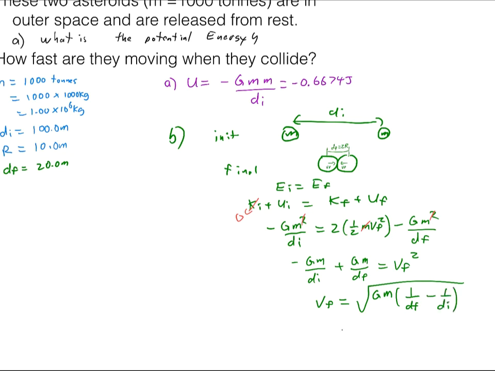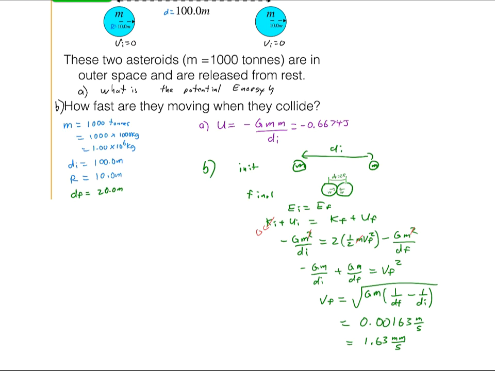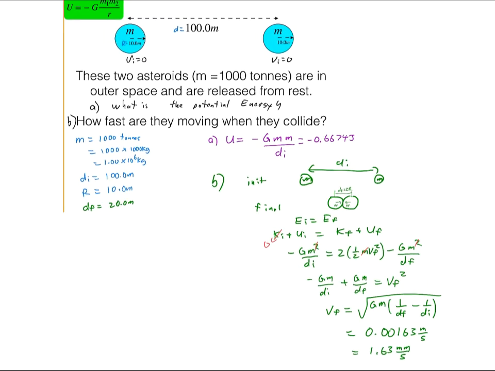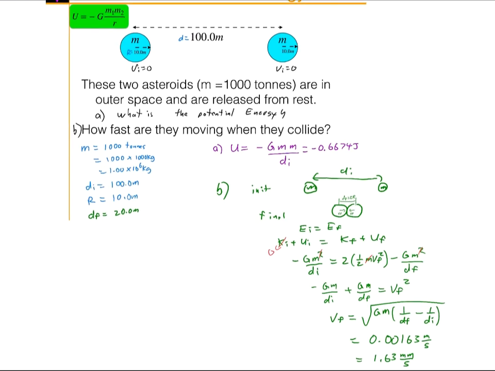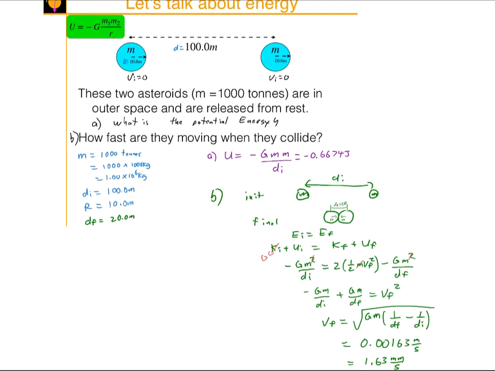And when I plug in everything in there, I end up with about 0.0163 meters per second. That's very slow, right? That's 1.63 millimeters per second. So when I release these two objects, even though they're 1,000 tons, which is 1 million kilograms, and they're 100 meters apart, the force of gravity is not that strong between objects that small. And so when they collide with each other, they'll only be moving at about 1.63 millimeters per second.